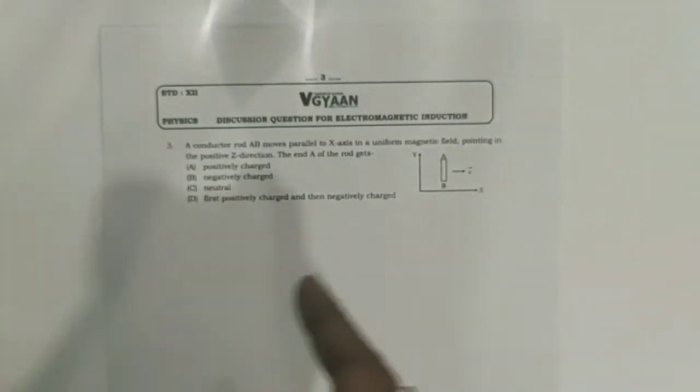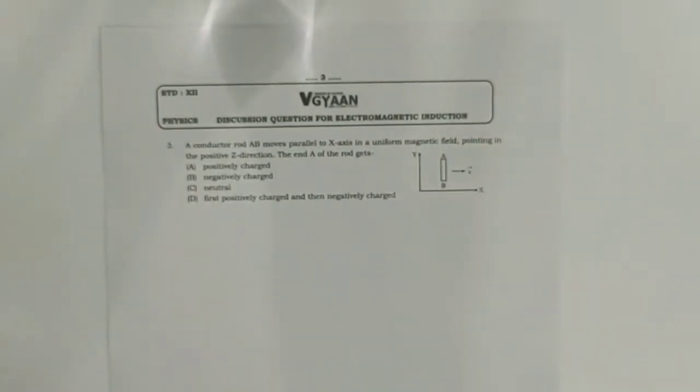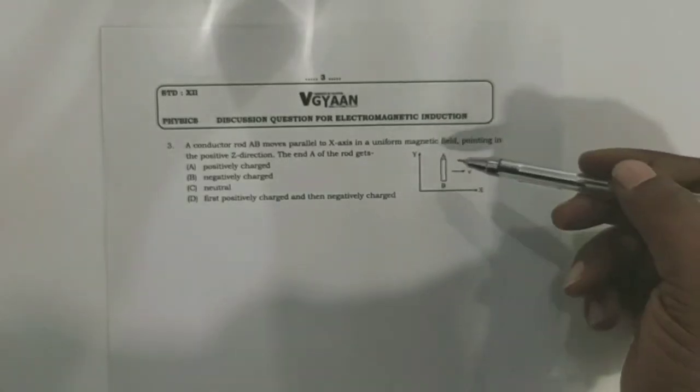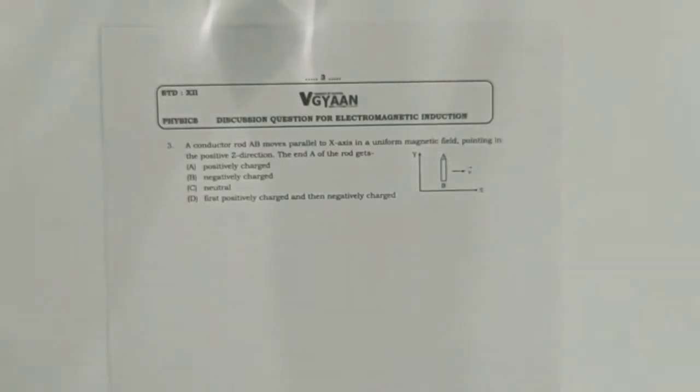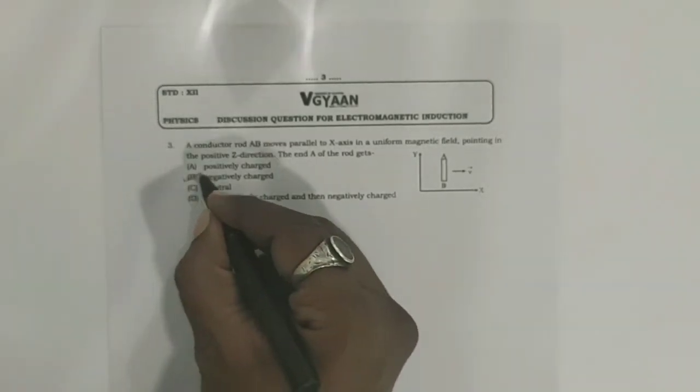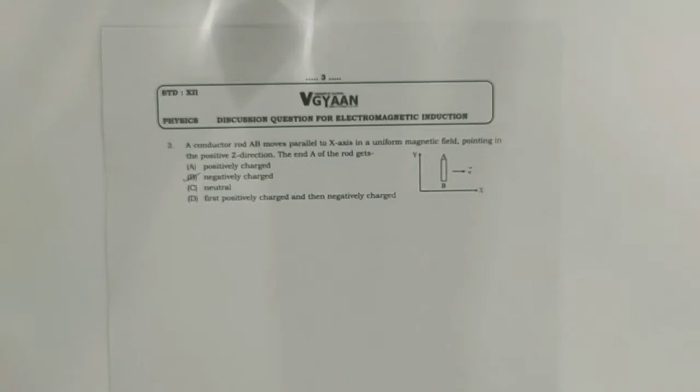Now if the current is flowing from A to B, that means the positive charge is flowing from A to B. Then obviously the rod, which was earlier neutral, if all the positive charge flows from A to B, then at end B the positive charges will be accumulated, and at the end A the rod will become negatively charged. Hence the correct option is option B.